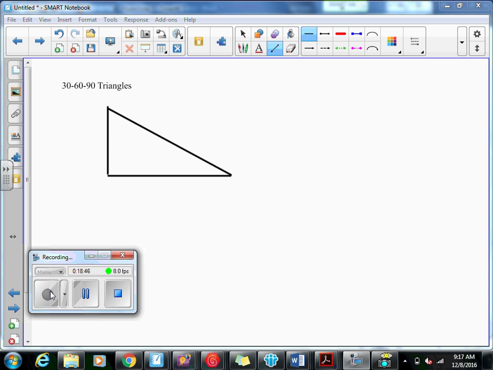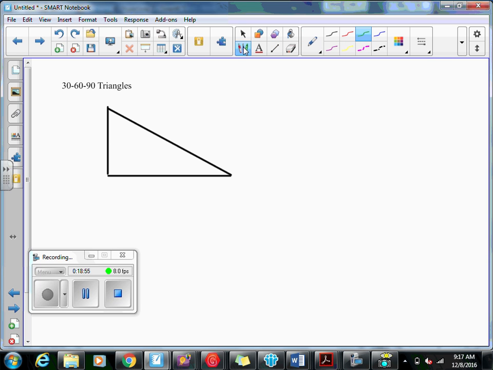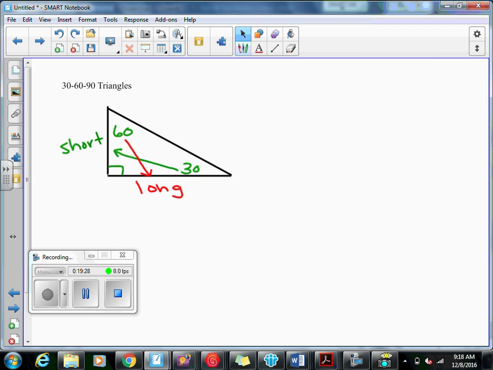So in this 30, 60, 90 triangle, keep in mind that you've got a 90-degree angle here. You're going to have a 30-degree angle, and you're going to have a 60-degree angle. If you remember, your short leg is always directly across from the 30-degree angle. So this is the short leg. Your long leg is always directly across from your 60-degree angle. So the 60-degree angle is here. Draw an arrow. It's going to point you right to the long leg. So here's your long leg. And then, of course, the hypotenuse is where it's always going to be, which is straight across from your right angle.